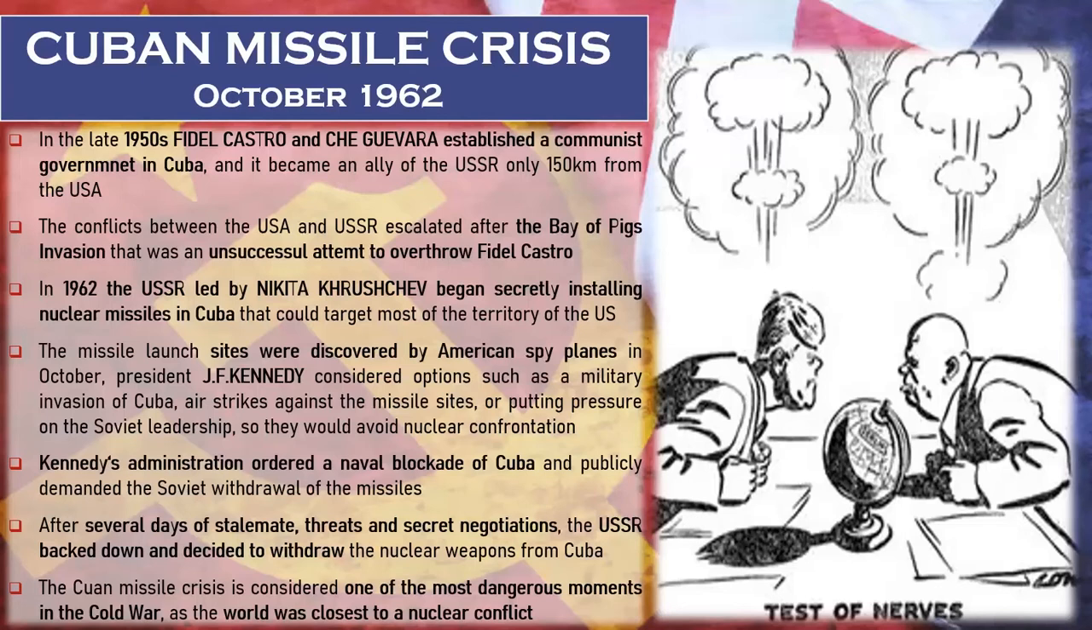In 1962, the USSR, led by Nikita Khrushchev, began secretly installing nuclear missiles in Cuba that could target most of the territory of the United States. So the USSR was, of course, the ally of Cuba, as I mentioned, and they used this ally as their colony. They used their territory, which was very close to the coast of the United States, to install these nuclear missiles and target them on the United States.